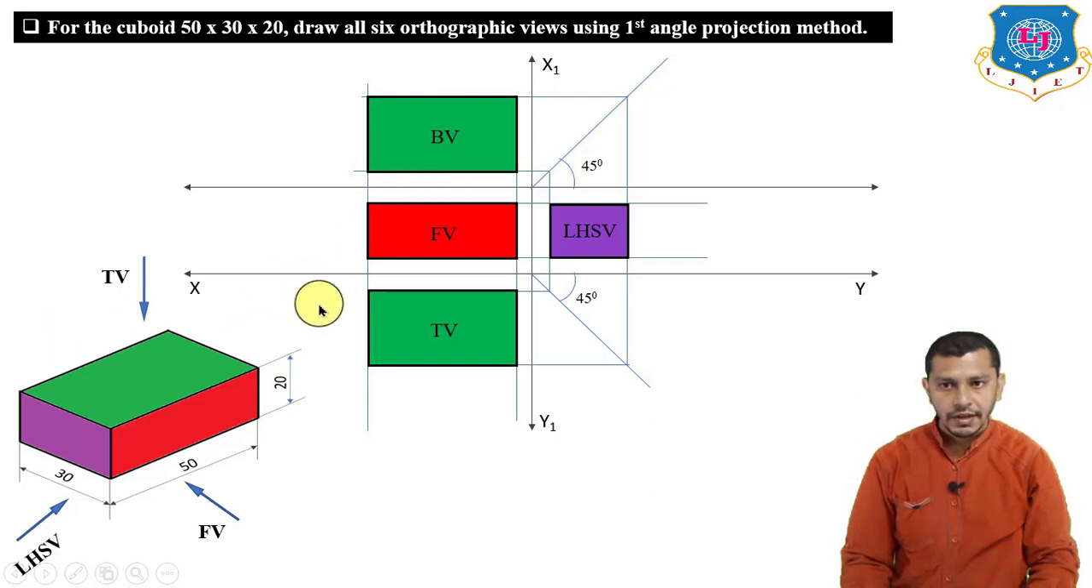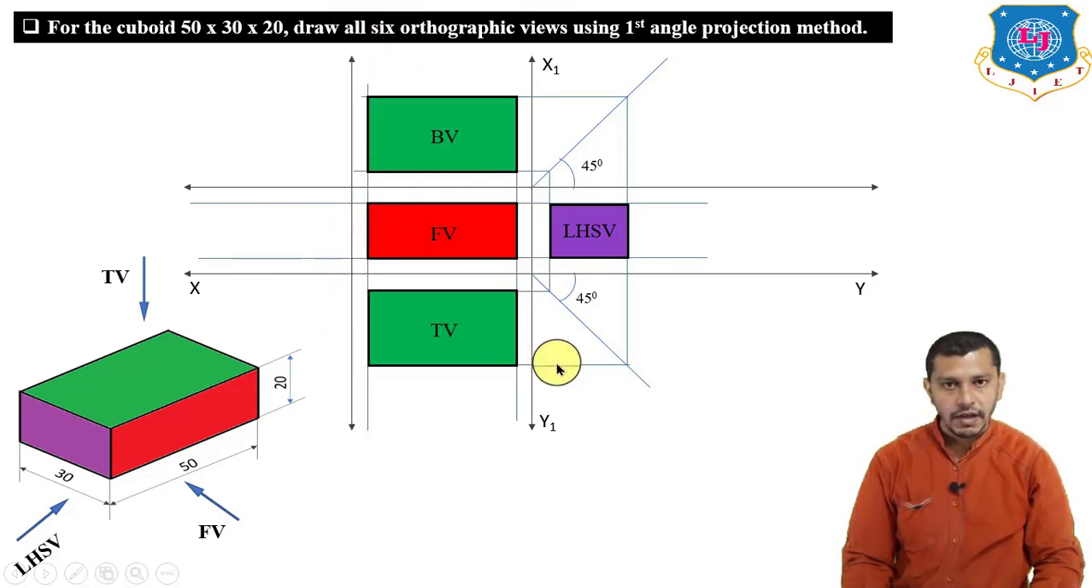Now we have to draw the right hand side view. So the right hand side view will be on the left hand side of the front view because we are using the first angle projection method, and the right hand side view will be the same as the left hand side view, and it will be a rectangle having length 30 and height 20 mm. So the height is projected from the front view over here, and before projecting the height we have to draw a reference line parallel to the x1 y1 line. So this is the height.